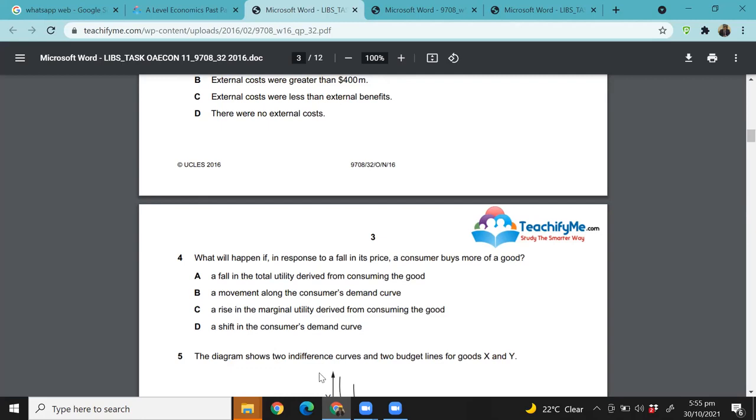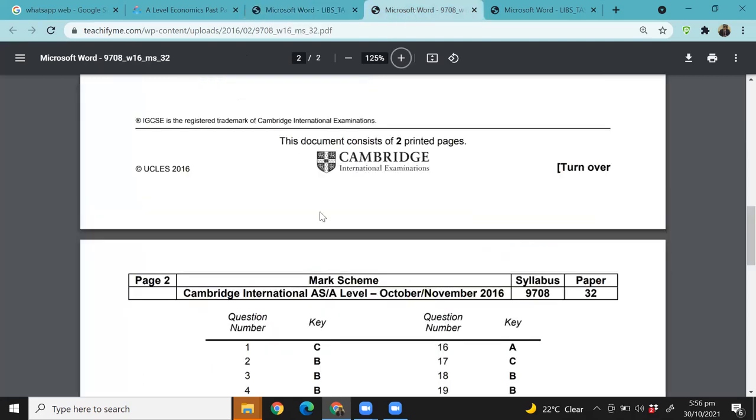What do you think? Right? But C is also making sense. A rise in marginal utility derived from consuming the good. Okay, so the answer should be B. Let me tell you why, and why C is incorrect. So let's first check. 4 should be B.